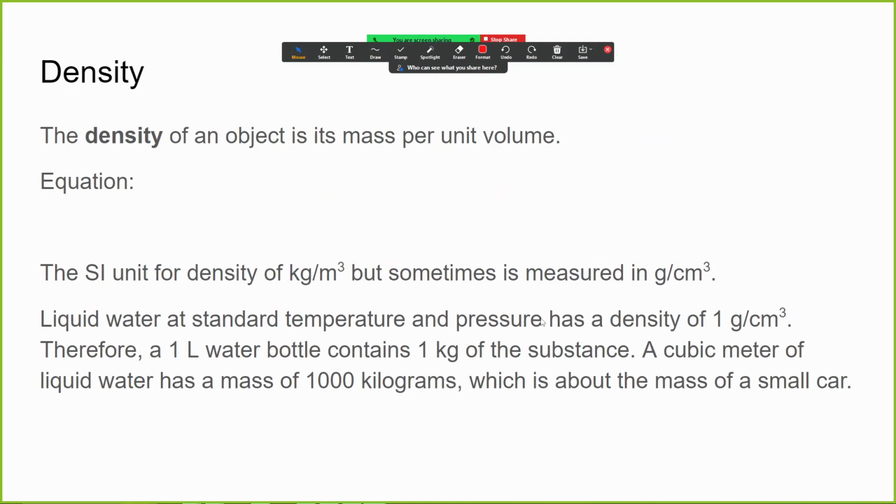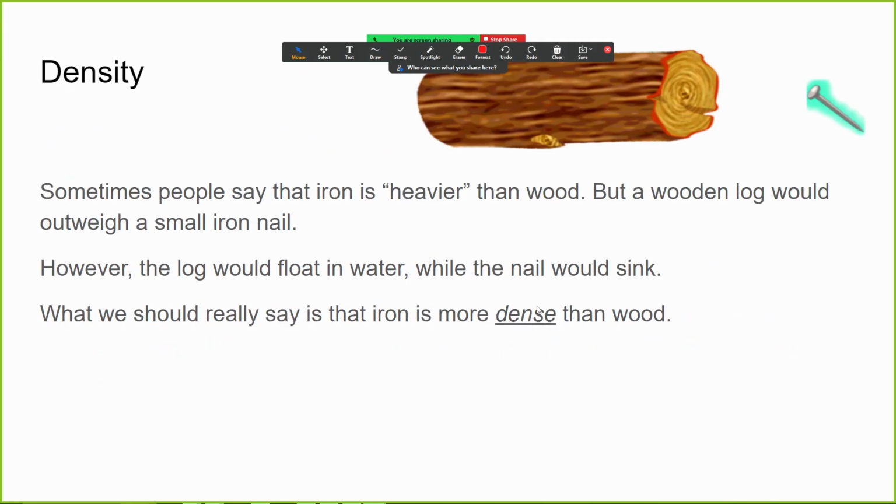So the next thing that we are going to talk about as far as density is concerned, so let's say we have a log, okay? Sometimes people are going to say that iron is heavier than wood, but let's think about a giant wooden log. That giant wooden log is definitely going to be a lot heavier than a small iron nail. However, that log will float in water while the nail would sink if you were to place both of these objects in water, if you thought about it. What we really should say is that the iron is more dense than the wood. So this is not a matter of weight, this is a matter of density.